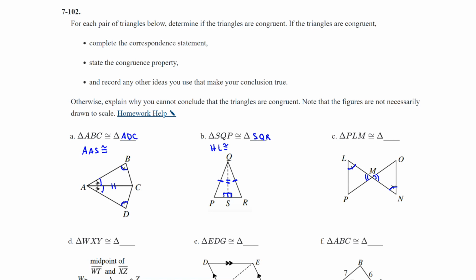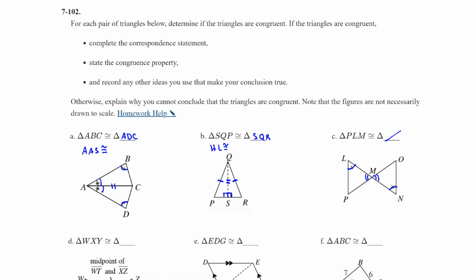An angle similarity, but not angle congruency. So because of that, we need some additional information. So therefore, we don't know that the triangles are congruent. As of right now, we only know two angles are congruent.